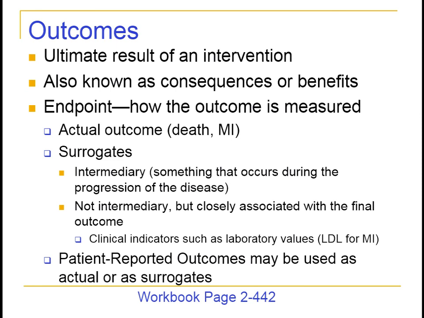Or we can use something that's not intermediary, but is associated with the final outcome, such as laboratory values, hemoglobin A1C, and diabetes, for example. Patient-reported outcomes may be actual or surrogates.